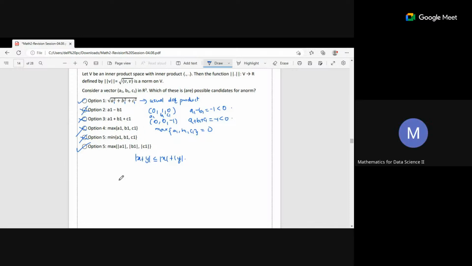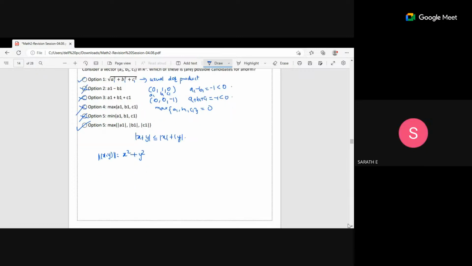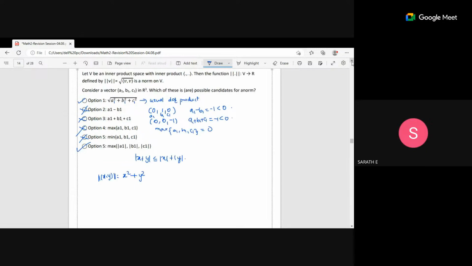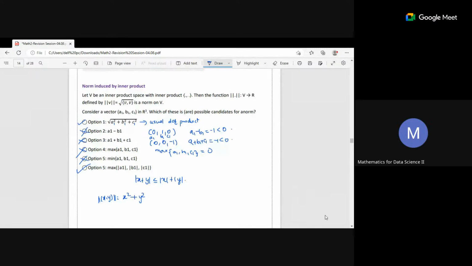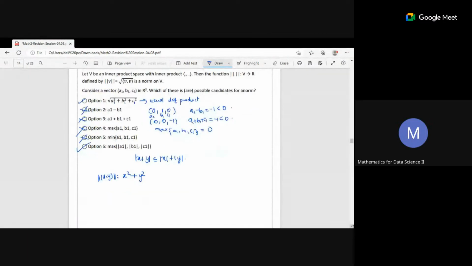Maybe I'll tell x square plus y square satisfies that. Which one? Norm of x comma y defined by x squared plus y squared. Maybe one side will have 2xy and the other side will only have like that. Okay, fine.